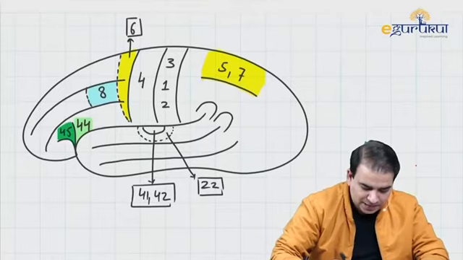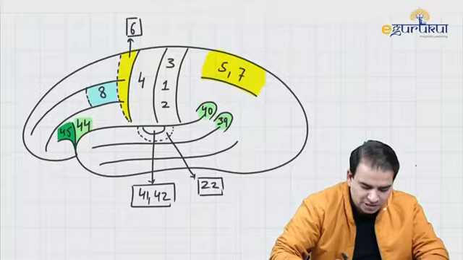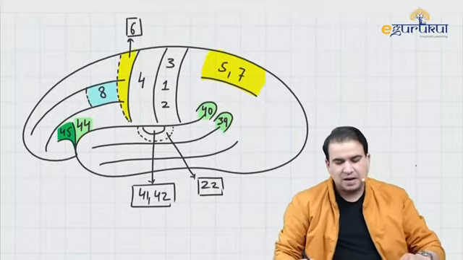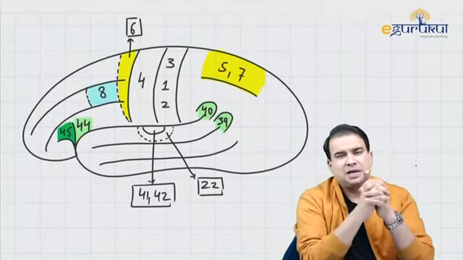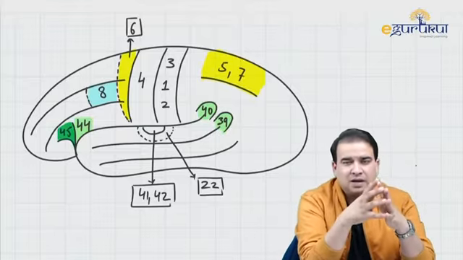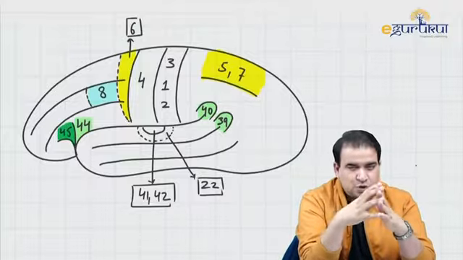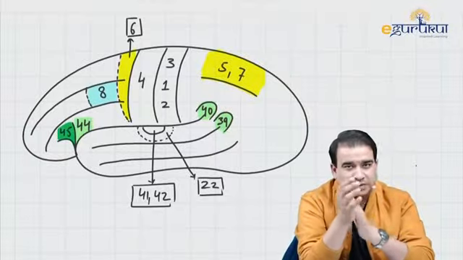And then guys, this is area number 39 and 40. As you can see, you already know the name here. 39 is in the angular gyrus and 40 is in the supramarginal gyrus. 39 and 40. So some important areas. There are so many areas in the Brodmann's classification. You don't have to remember everything. So at least remember the important areas. And these are the ones which you can appreciate on the superior lateral surface.